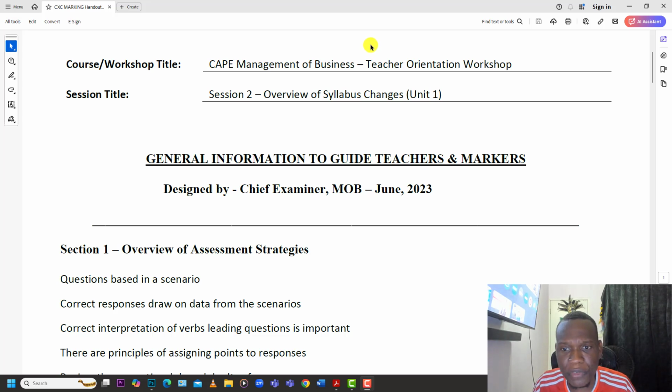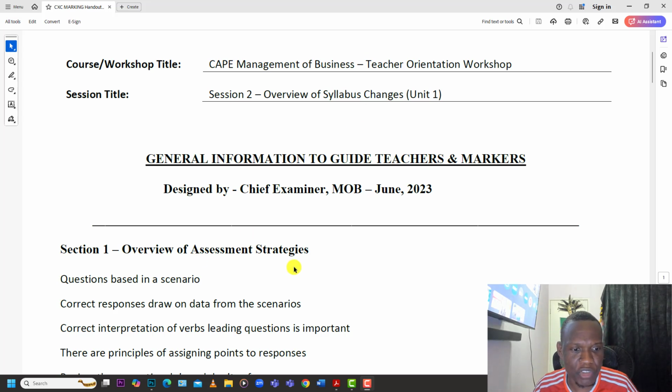So this document you see before you was given in a teacher workshop for CAPE MOB. But don't let that stop you, because some of the pointers here also apply to MOB, to entrepreneurship, to POB at CSEC level. Most of CXC in general, right? It's a CXC thing, because of the chief examiner who gave that particular workshop. So let's just dig into it.